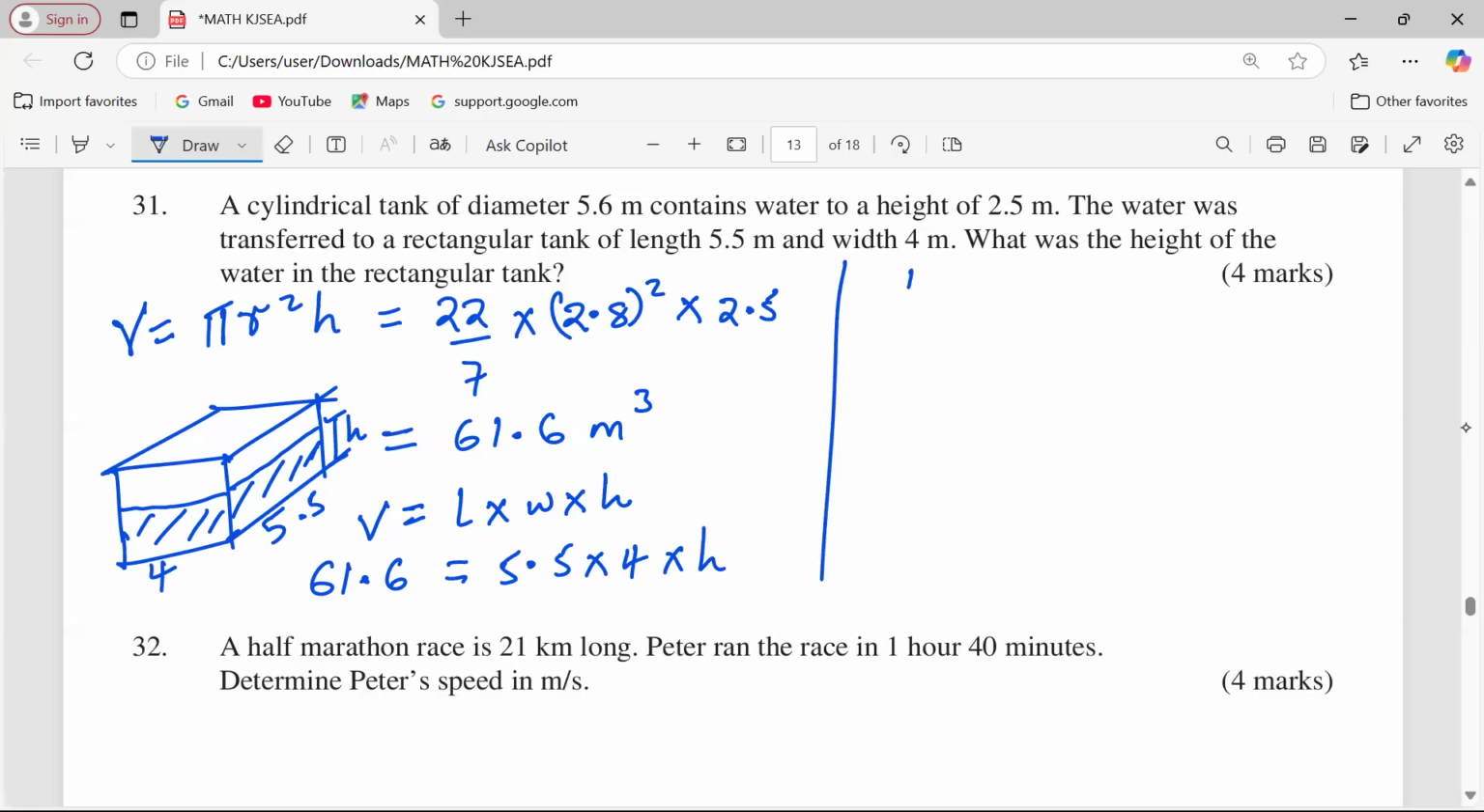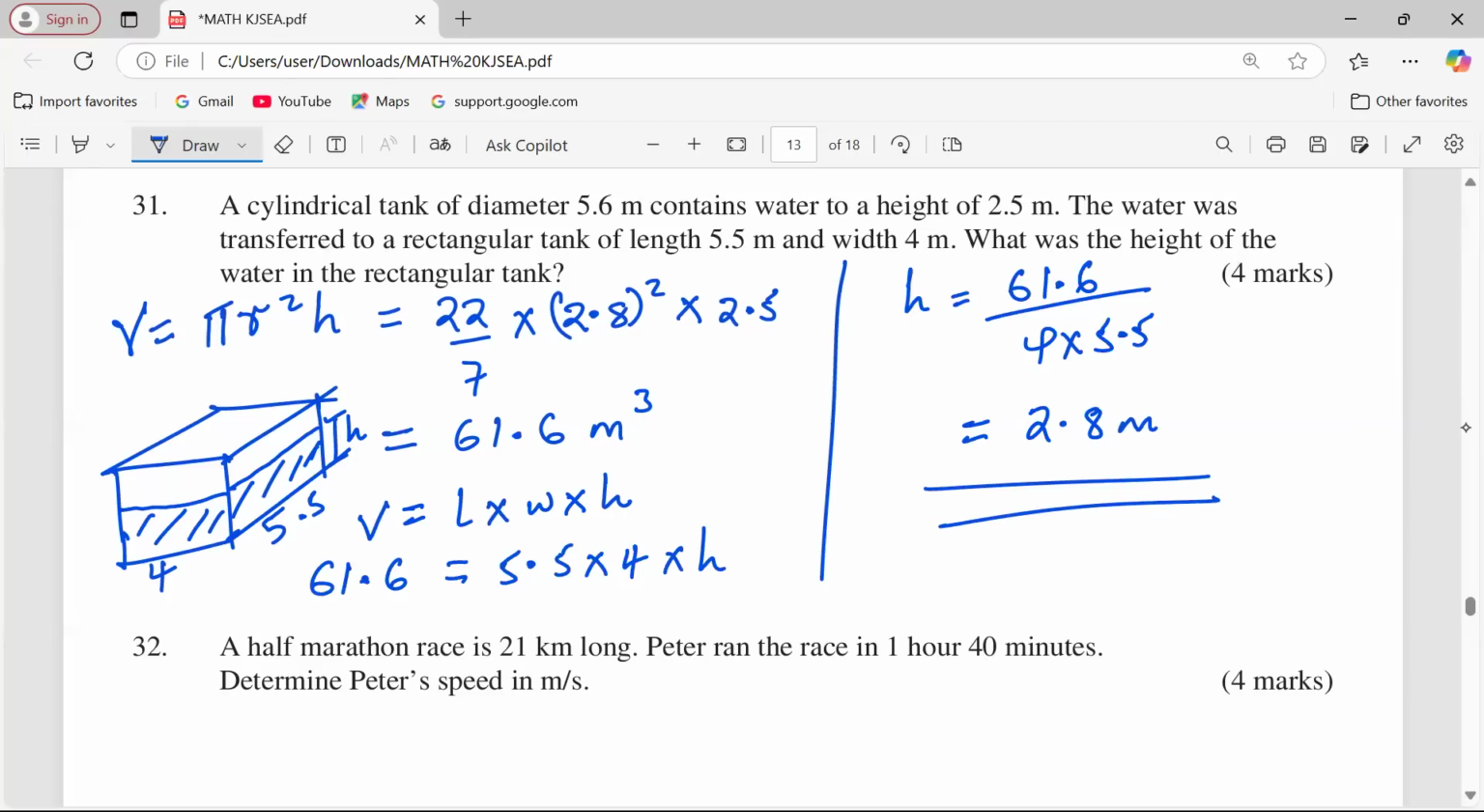So we can remain with h by taking 61.6 divided by 4 multiplied by 5.5. So when you have 61.6, you divide by, you open brackets for you to write 4 times 5.5. You know, this will give us exactly 2.8 meters. 2.8 meters. So you divide very carefully that way.